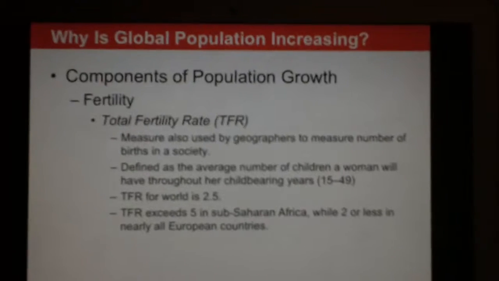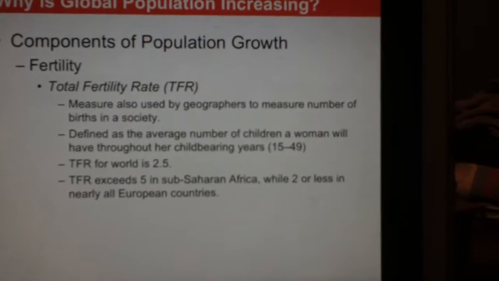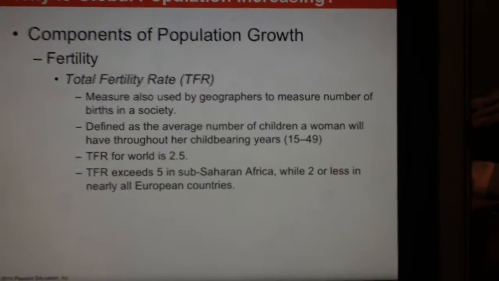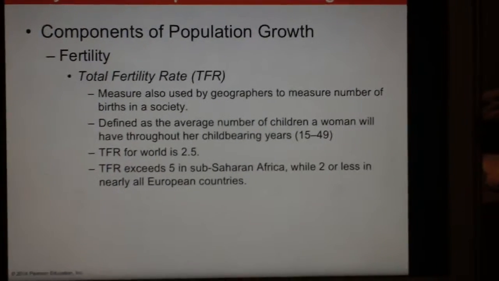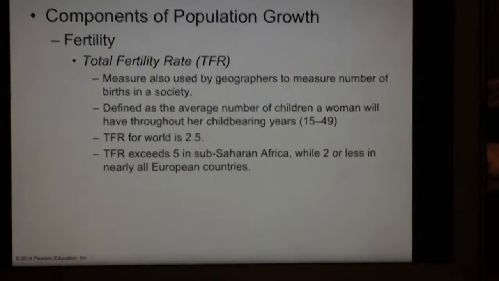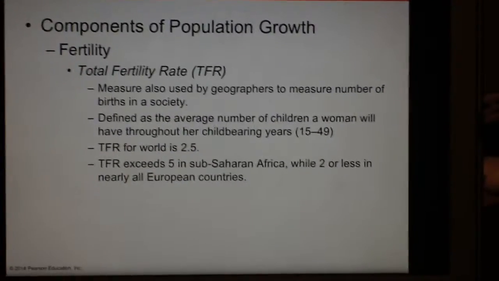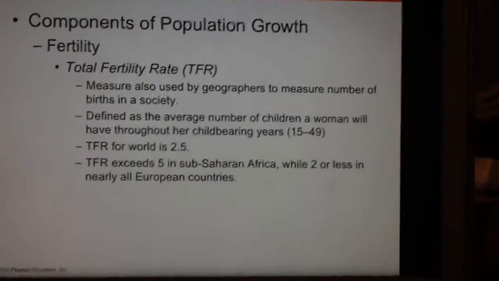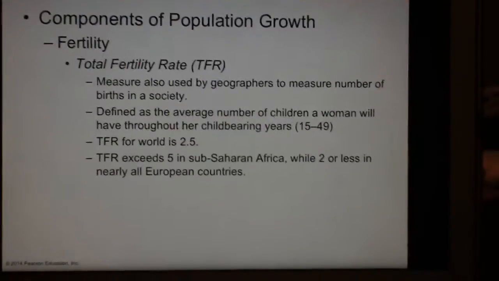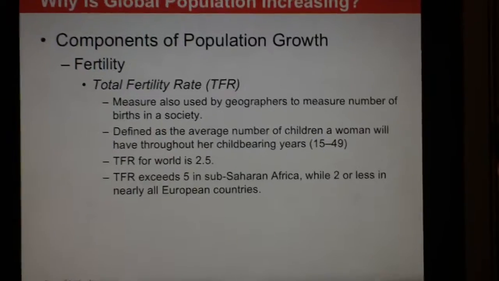Okay, so let's look at fertility. The total fertility rate is the TFR. This is the measure used by geographers to measure the number of births in a society. It's defined as the average number of children a woman will have throughout her childbearing years, and your childbearing years are 15 through 49 generally. Obviously, there are some people who have children younger than that, and some people who have children older than that. But this is the generalized time when people have children.